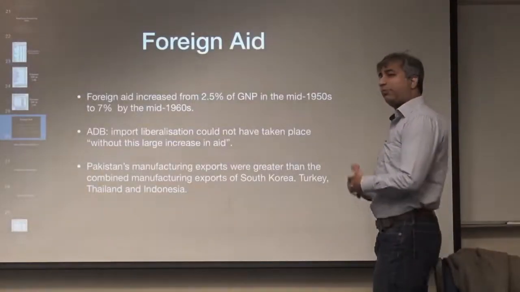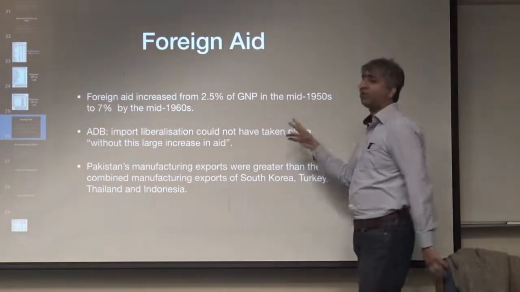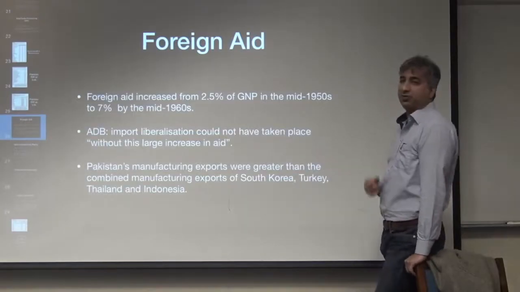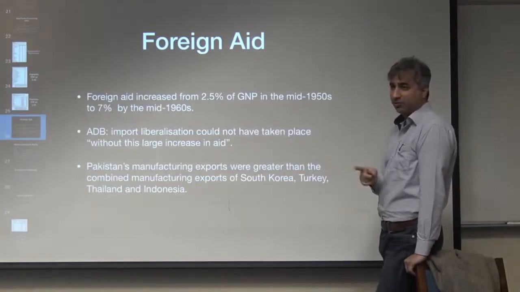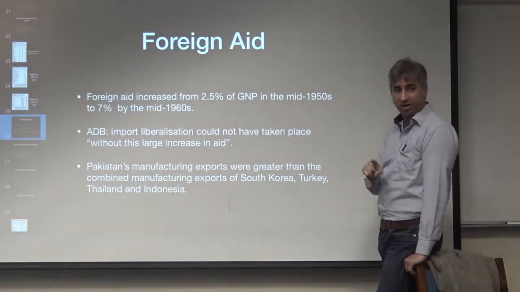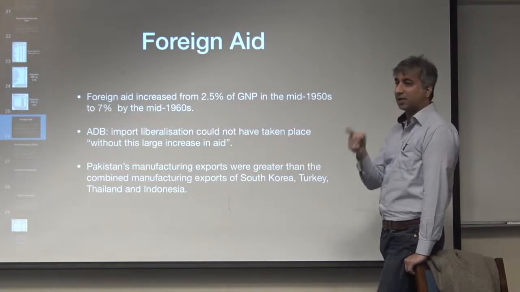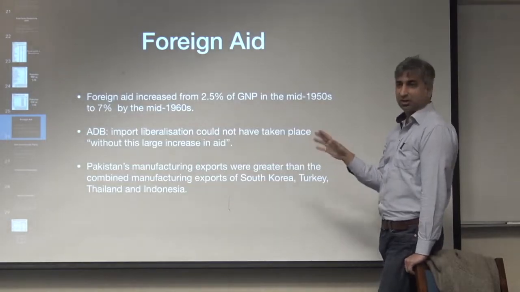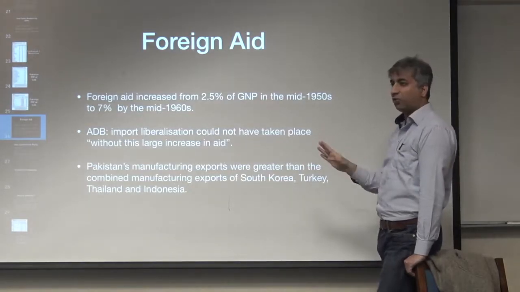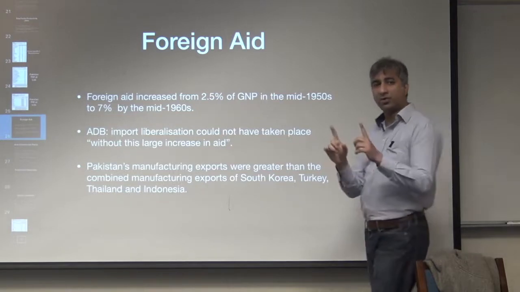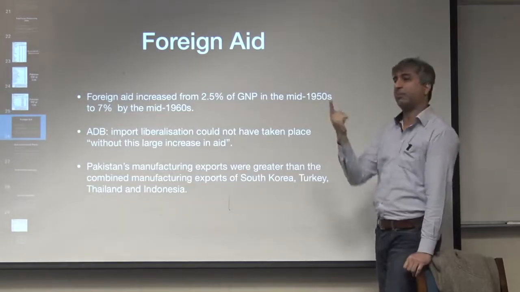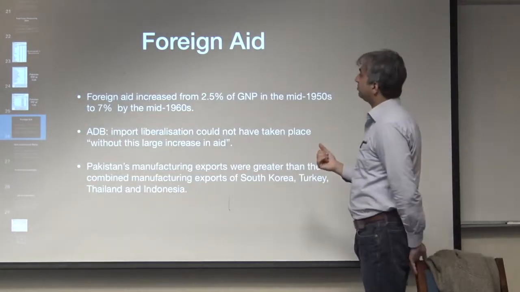But it's very important for me to emphasize to you what the role that foreign aid plays in the Ayub regime. Foreign aid increased from 2.5% of GNP. You know what the difference between GNP and GDP? GDP is what occurs in your boundaries, in your territory. GNP is what is earned by Pakistani nationals wherever they may exist. So in the old days, GNP was used much more than GDP, and then all over the world economists switched to GDP because they want to look at what's going on in your territory rather than what's happening by people who have a Pakistani passport.